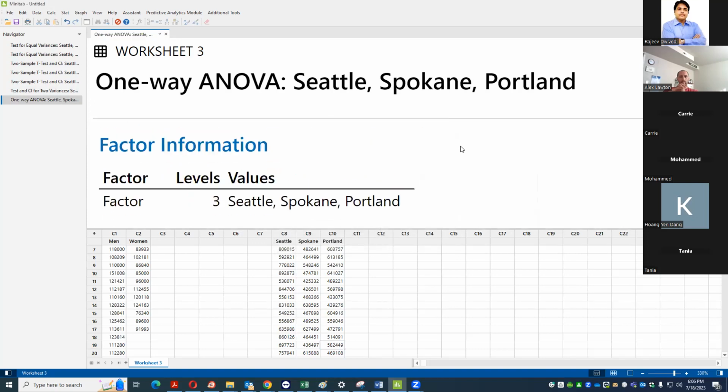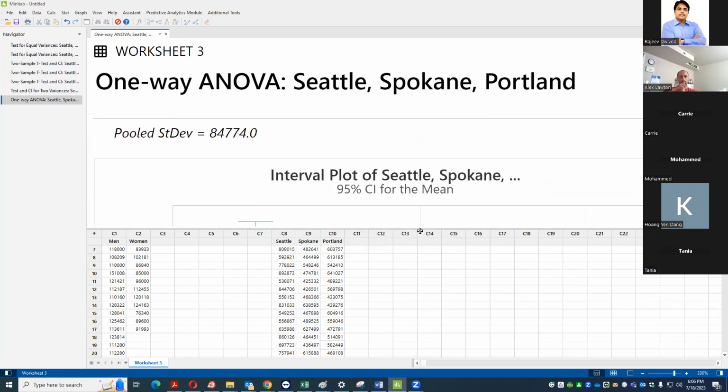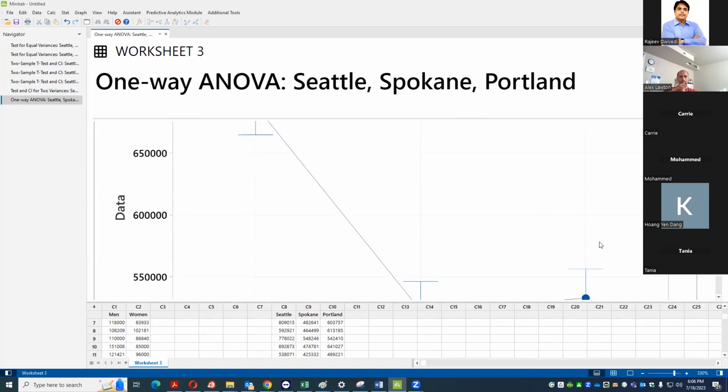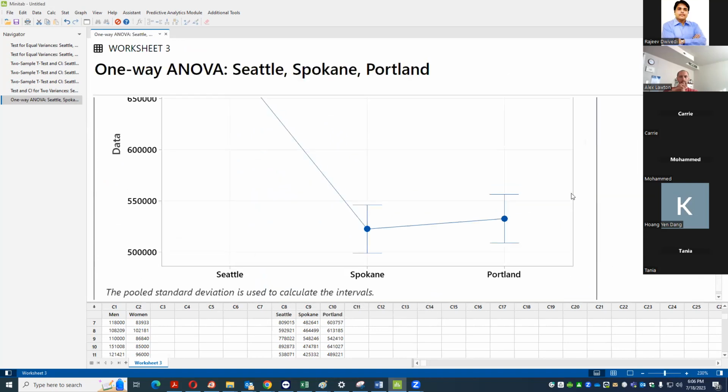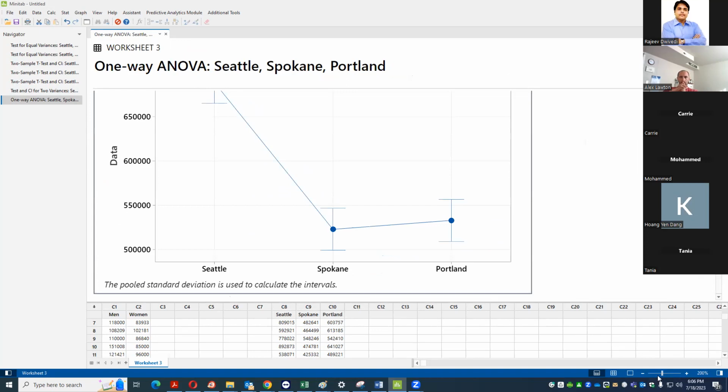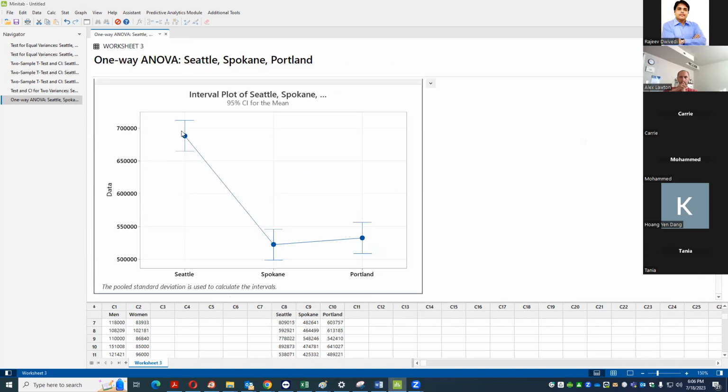I'm just going to show you the plot. We used one way ANOVA to check, so this is Seattle, this is Spokane, this is Portland. Spokane and Portland prices are almost the same, but Seattle is much higher.